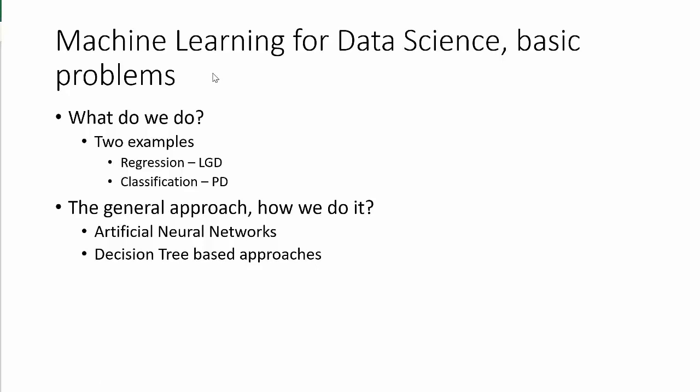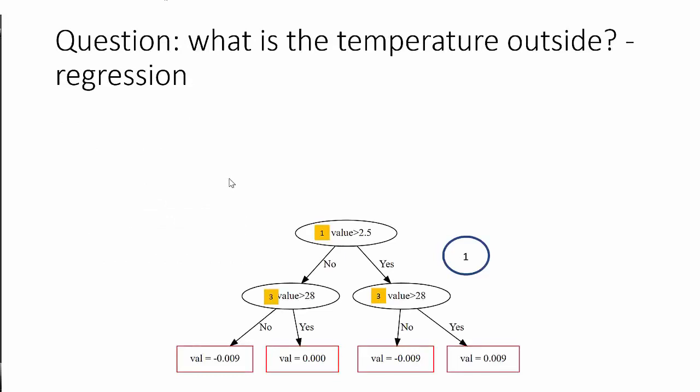The basic data science tasks which we all end up solving in machine learning are regression and classification. In the credit scoring world, for instance, the regression tasks are your loss-given default problems, and classification tasks are your probability of default tasks. The two most successful approaches for solving these in machine learning are artificial neural networks and decision tree-based approaches. In this presentation, we talk about the classification task and we tackle it with decision tree-based approaches. So out of the four options, those two are being selected.